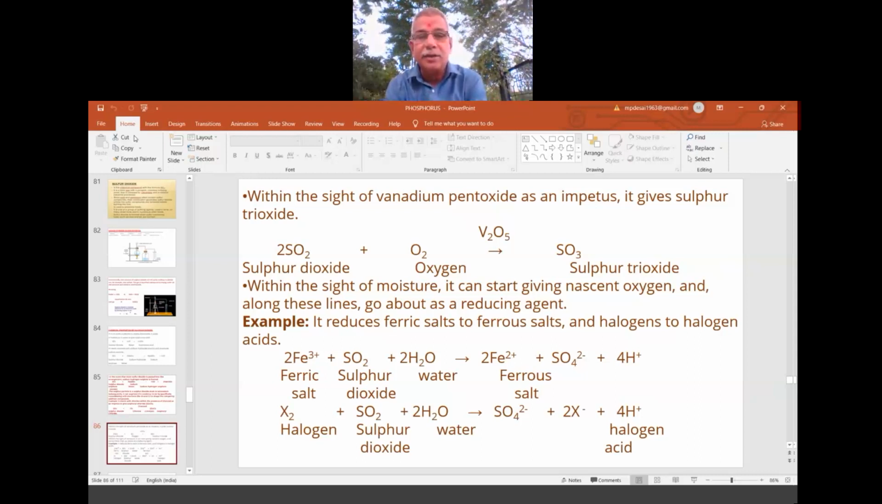Now SO2 also undergoes some other reactions where it is reducing, Fe3+ to Fe2+ and all those. These are the reduction reactions of SO2.